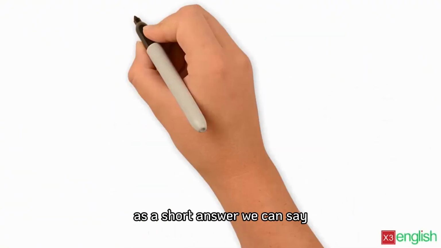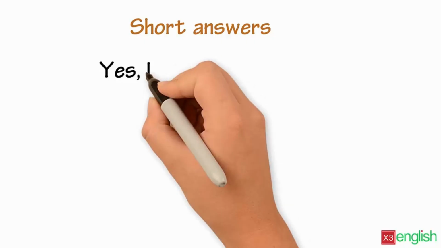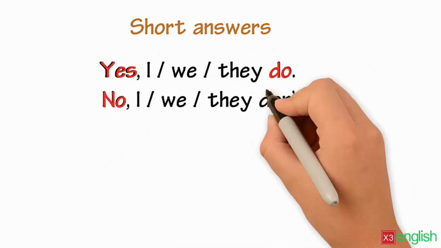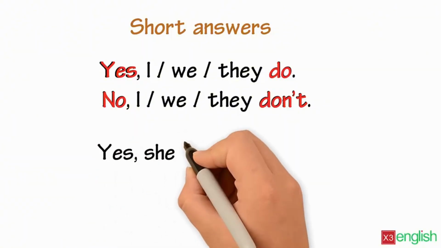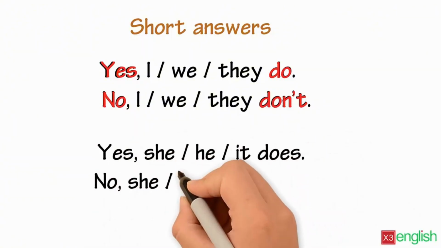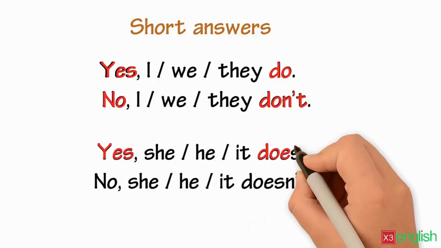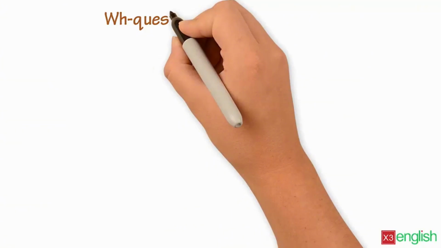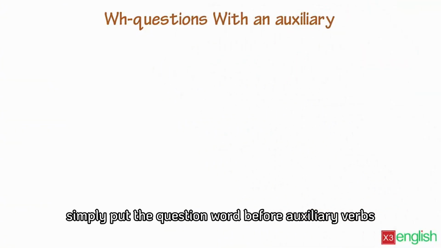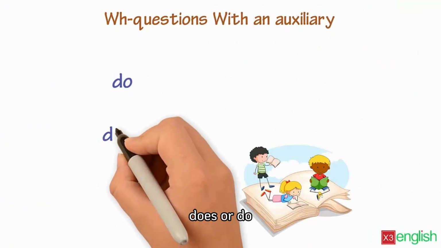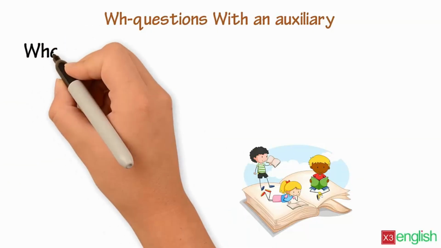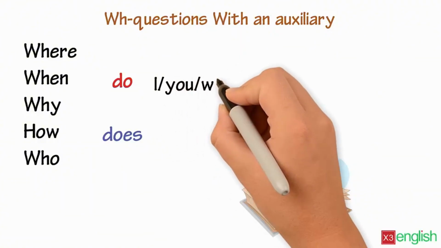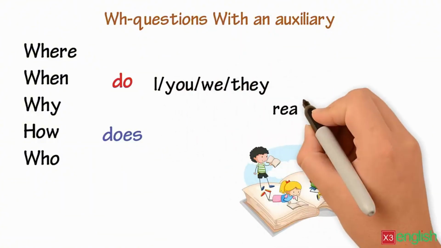As a short answer, we can say, yes, I, we, they do. Or, no, I, we, or they don't. Yes, she, he, it does. Or, no, she, he, it doesn't. With WH questions, simply put the question word before the auxiliary verbs does or do. Where, when, why, how, who do I, you, we, or they read every day?